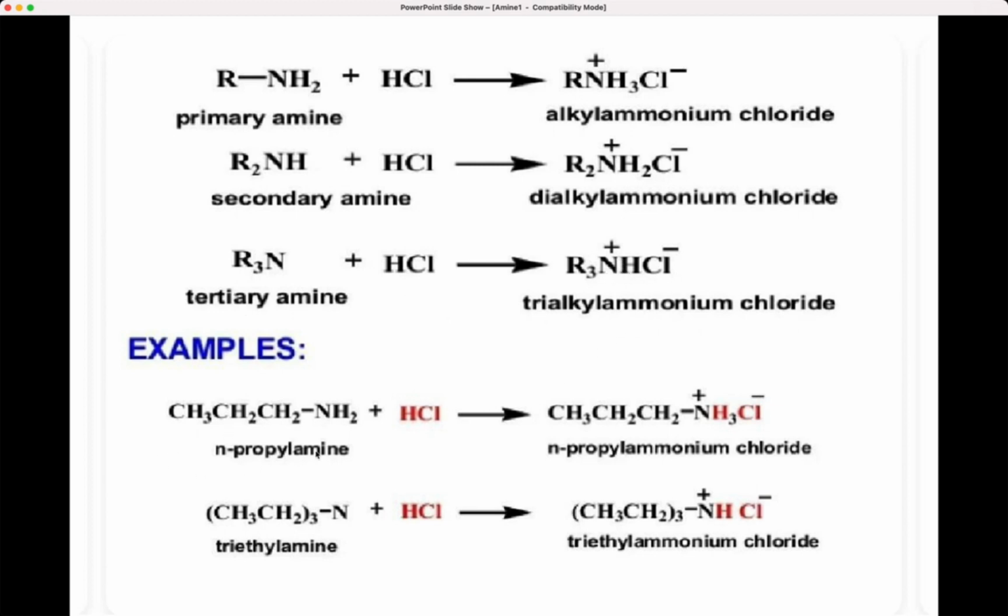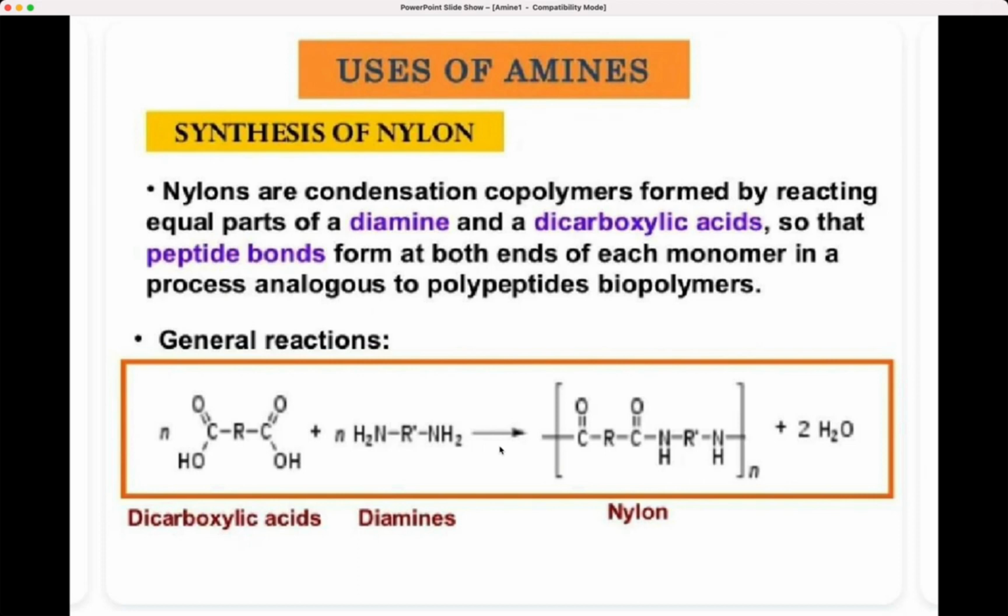For example, N-propyl amine, CH3CH2CH2NH2. When you add HCl, for your convenience the HCl is marked in red, you get CH3CH2CH2NH3+ Cl-. This H gets added up here, so this is propyl ammonium chloride. Then triethyl amine, (CH3CH2)3N plus HCl, you get (CH3CH2)3NH+ Cl-, where the plus sign goes on N and everything gets added together. It's called triethyl ammonium chloride.